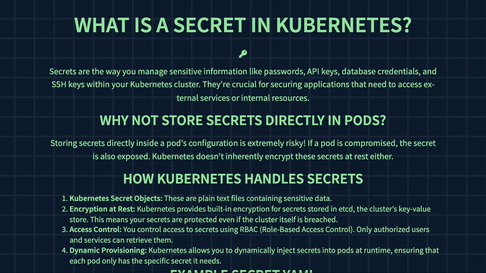Kubernetes uses secret objects, which are just files holding the data, but crucially encrypts them at rest, so even if someone gets access to the cluster's database, your secrets stay protected, and you control who can actually use those secrets through Kubernetes RBAC system. Finally, Kubernetes lets you dynamically inject these secrets into your pods as needed, so each pod only has what it needs, which is a really good practice for keeping things secure.